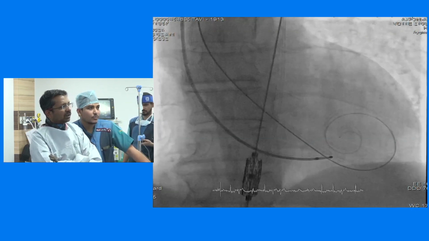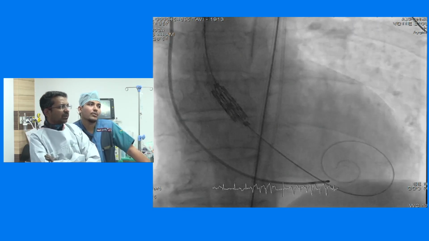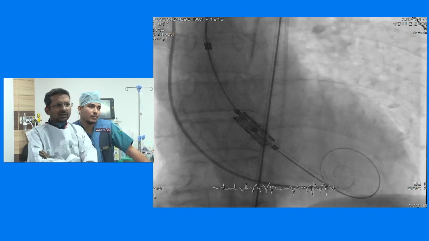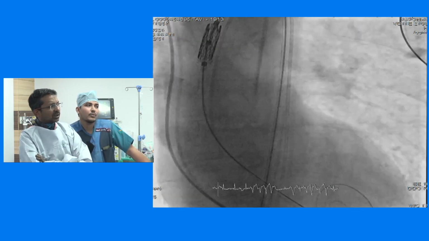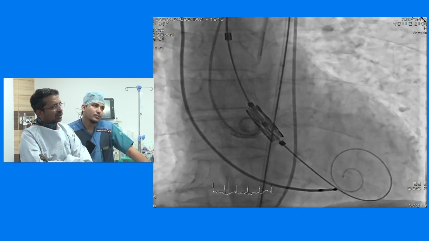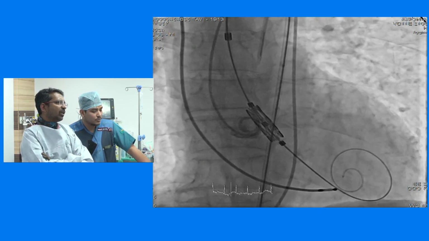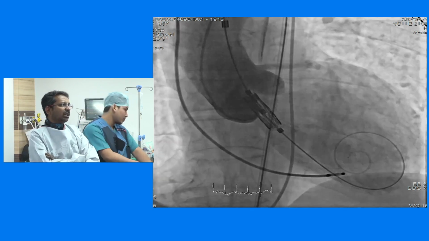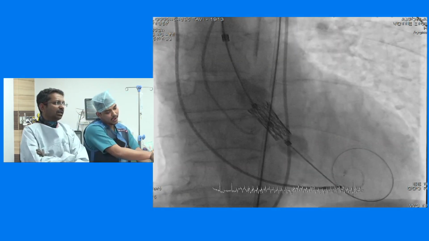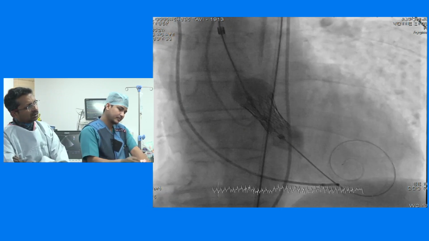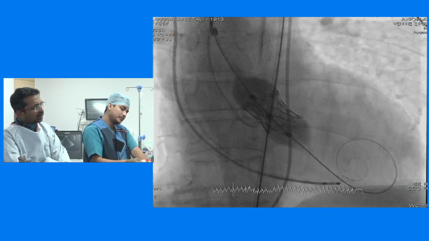This is the valve delivery. This is how we crossed the valve. We did not pre-dilate as there was no calcium, so we decided not to pre-dilate, and again the LV function was low. So this was the valve positioning. We deployed this valve at the 80-20 level. This is the valve deployment. We deployed the valve.